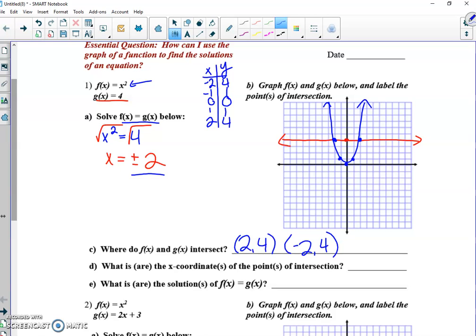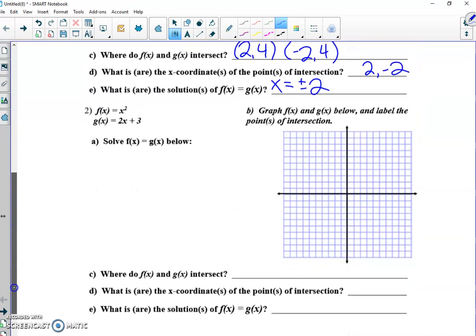So it says, what are the x-coordinates of the points? So the x-coordinates are 2 and negative 2. And the next says, what are the solutions? The solutions are plus or minus 2. Right? So really when it asks for the solutions, it's really just asking for the x values. And so the x values that are the solutions are positive and negative 2. Okay? All right, let's keep going.